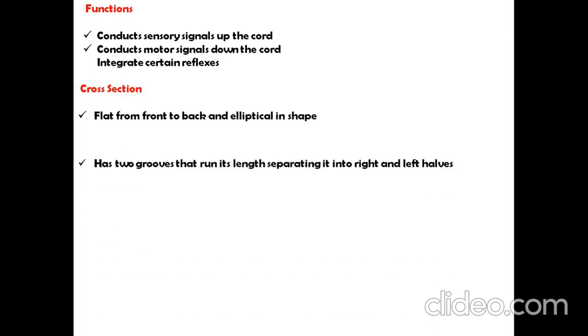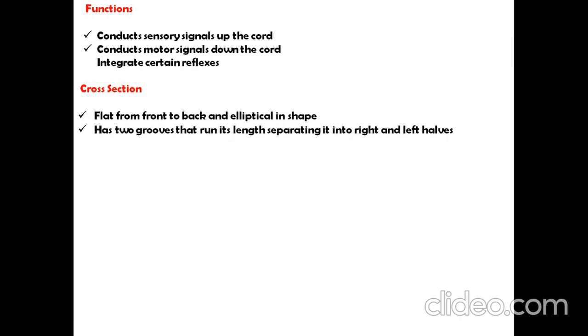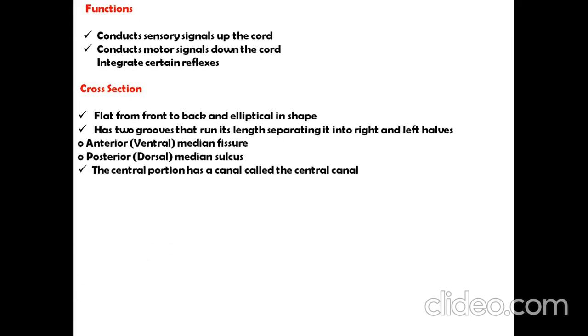reflexes. Cross section, flat from front to back and elliptical in shape. Has two grooves that run in length, separating it into right and left halves: anterior median fissure, posterior median fissure. The central portion has a canal called the central canal.